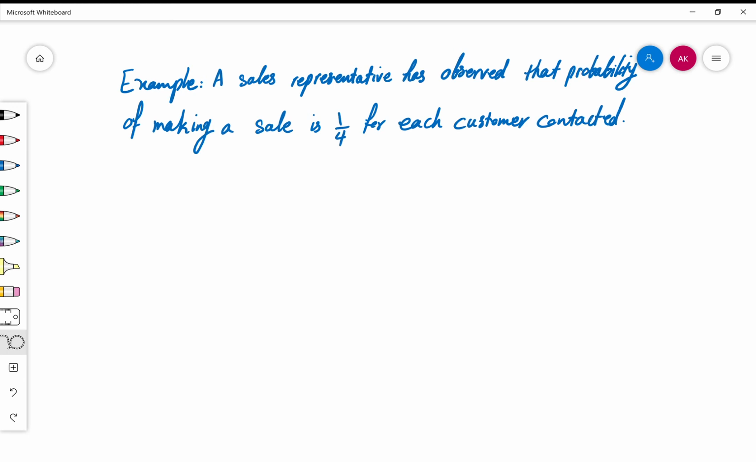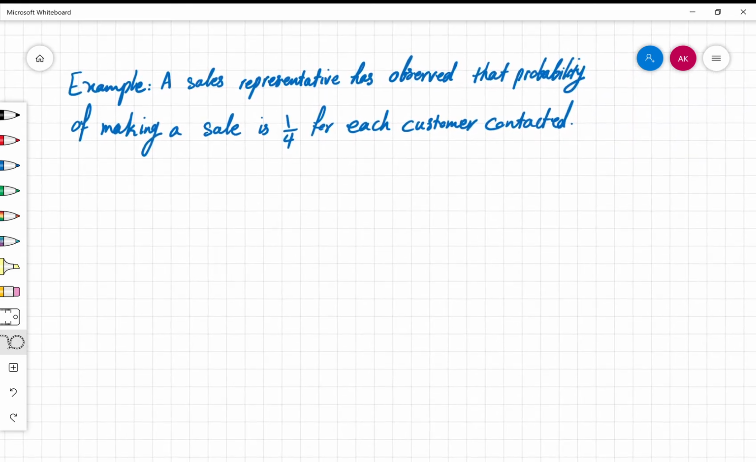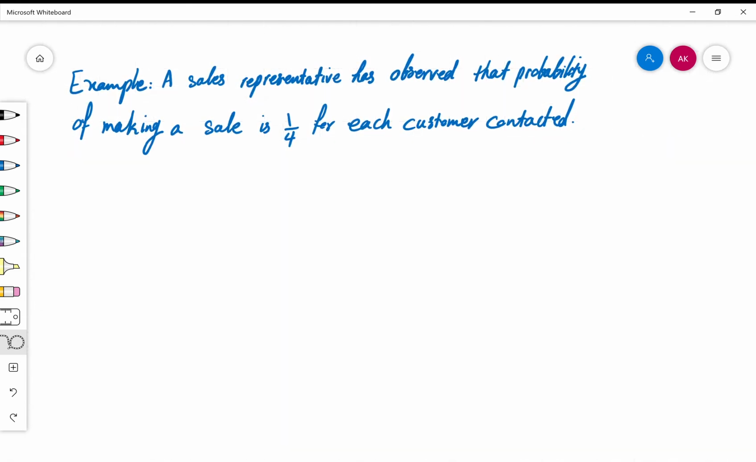Hello everyone. In this video, we'll do an example which involves the expected value and variance for binomial random variables. This is just a word problem, and let's go see what the question is. A sales representative has observed that the probability of making a sale is 1 over 4, 25% for each customer contact.